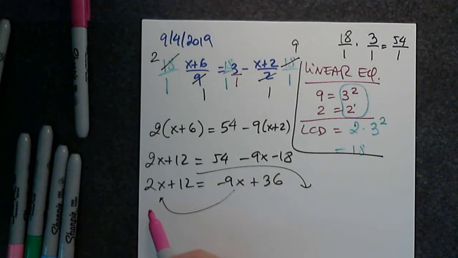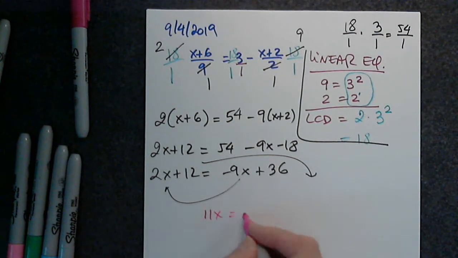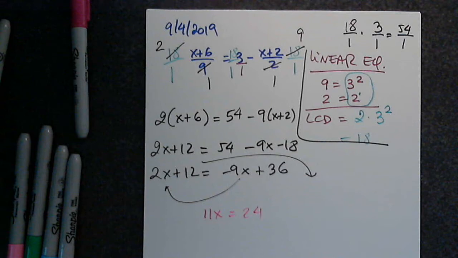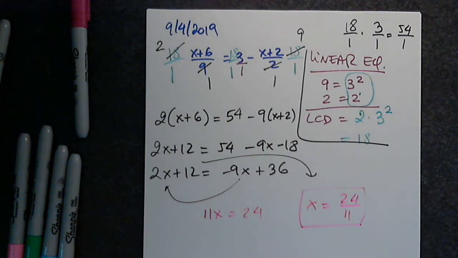Okay, so I'm moving 9x. It will become positive. Plus 2, it will be 11x. And I'm moving 12 to the other side. It becomes negative, and 36 minus 12 will be 24. So therefore, x is 24 divided by 11, and no one can simplify this further. Is this okay? Every step? Any questions?